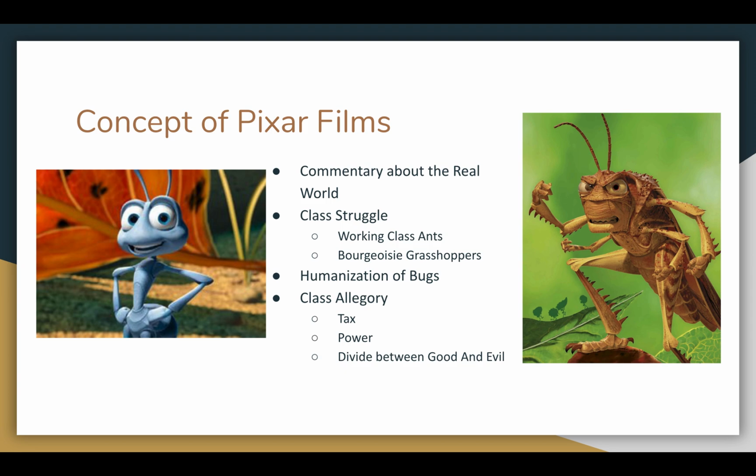This movie is a class allegory with subjects relating to taxes, as in the food that the ants have to give to the grasshoppers each season, the power that the grasshoppers hold over the ants and the colony, and the divide between good and evil. Pixar exemplifies this primarily through the way that characters are designed, the good, Flick, and the evil, Hopper.